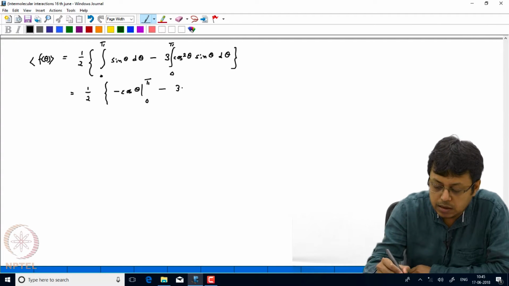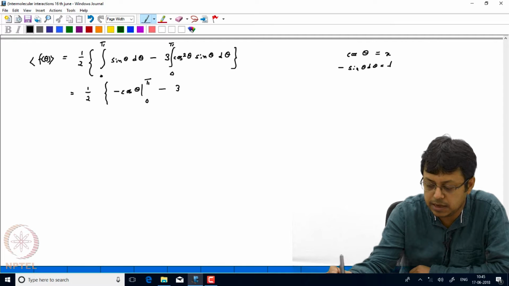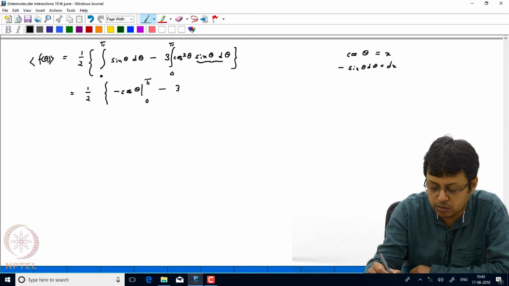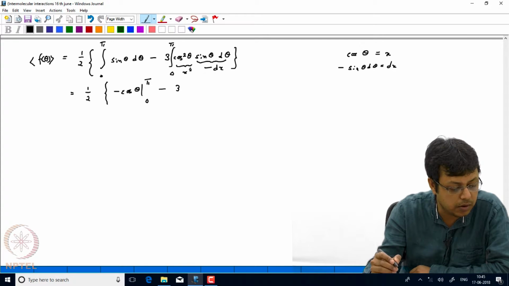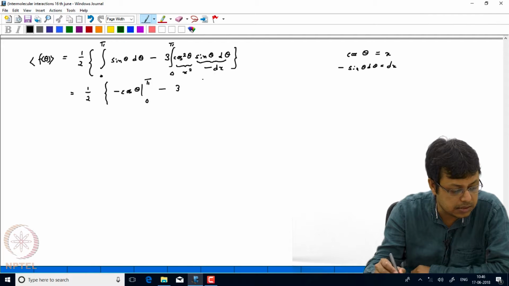minus I will have 3. Now, I have cos square theta sin theta d theta. Now, I can make a change in variable. Cos theta is suppose x. If I take the derivative of cos theta, it will be minus sin theta d theta, that will be dx. So, this thing will be minus dx, and then this will be nothing but x square. So, the integration is very straightforward, and then we can get back to the integration. It will be x cube by 3 with a negative sign, of course, and then what we will get is I will have x square and I have minus dx.